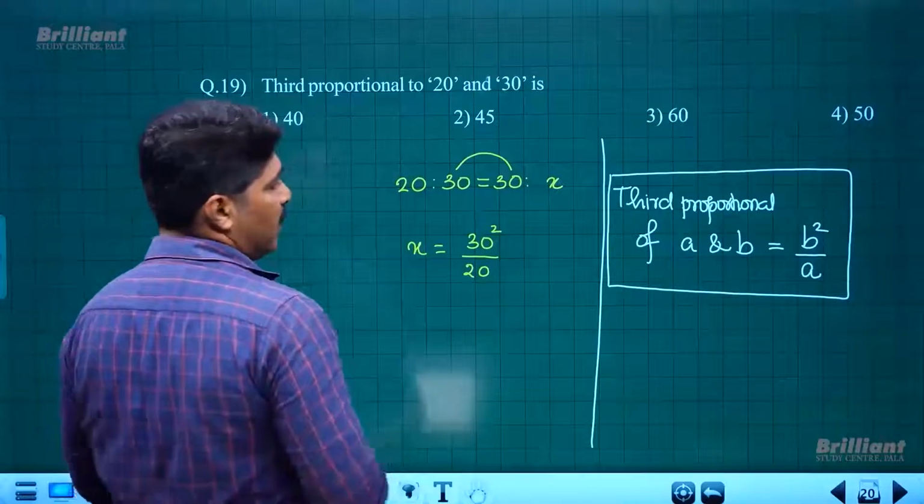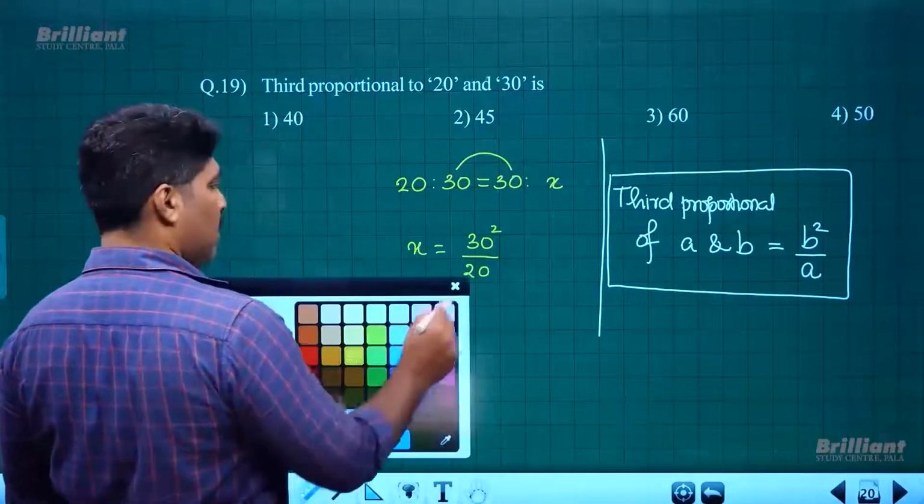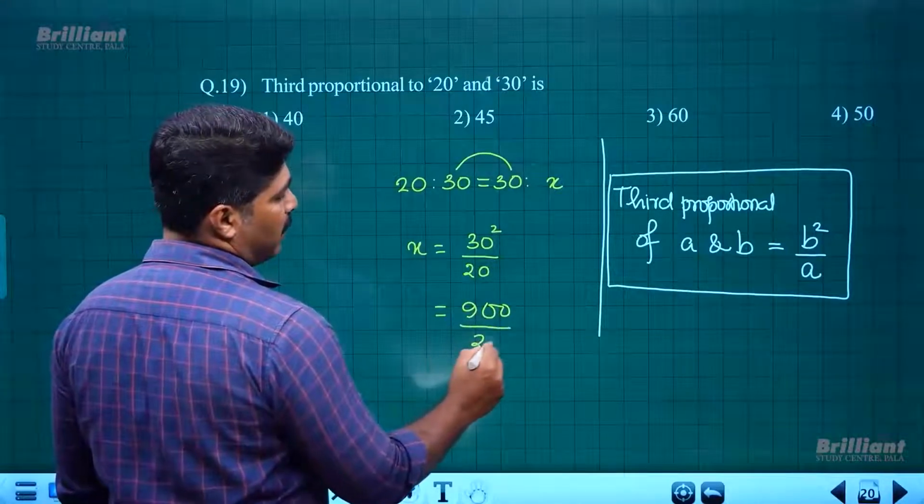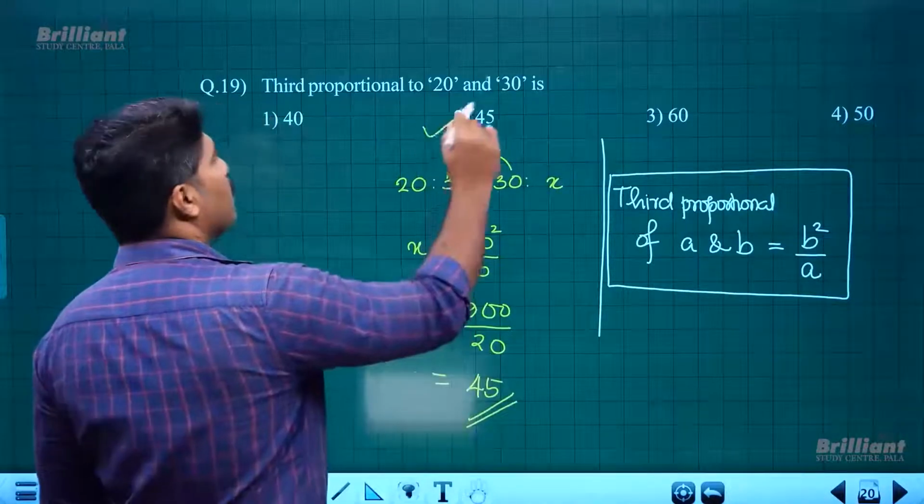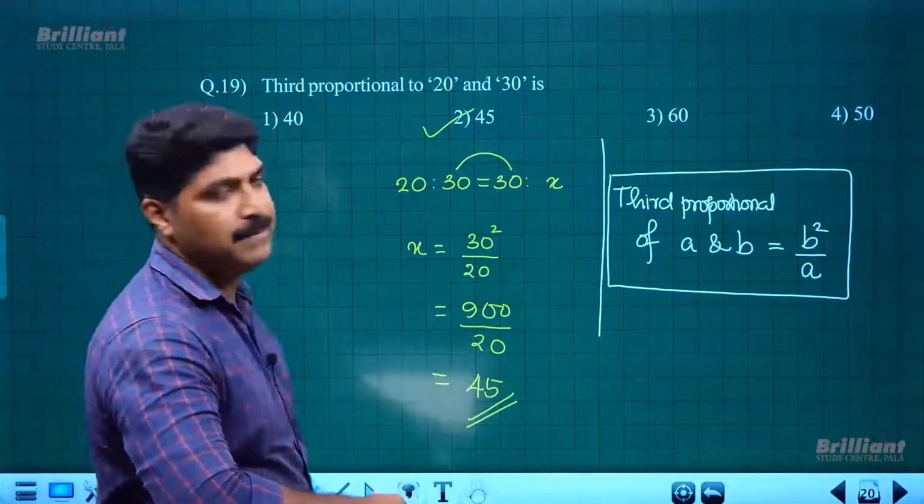So here if we are doing this one, 30 square by 20. So what is 30 square? That is 900 by 20, so that is equal to 45. So that is the third proportional between two quantities. Clear?